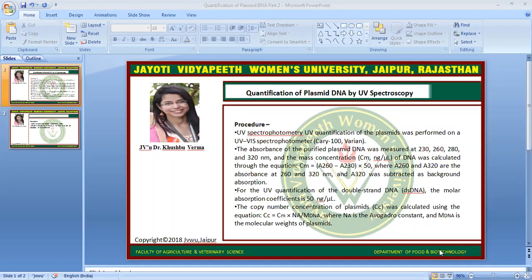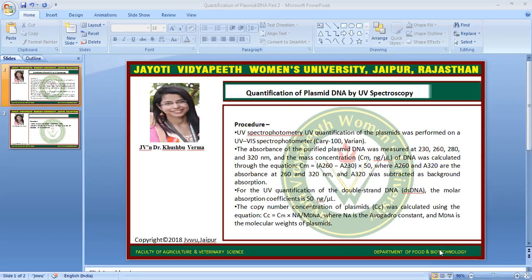The mass concentration Cm, which is in nanogram per microliter of DNA, was calculated through the equation Cm is equal to (A260 minus A320) into 50, where A260 and A320 are the absorbance at 260 and 320 nanometer, and A320 was subtracted as background absorption. For the UV quantification of double-stranded DNA, the molar absorption coefficient is 50 nanogram per microliter.